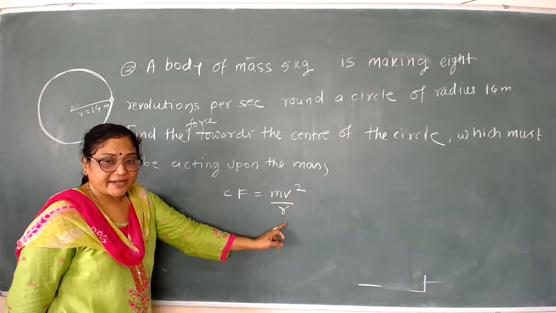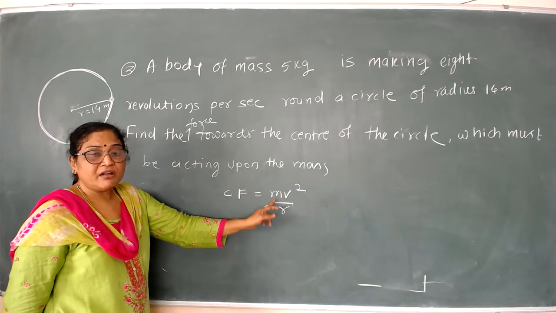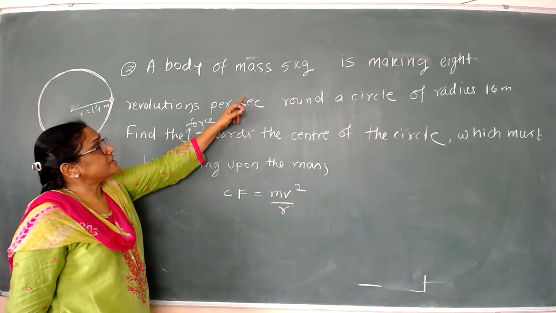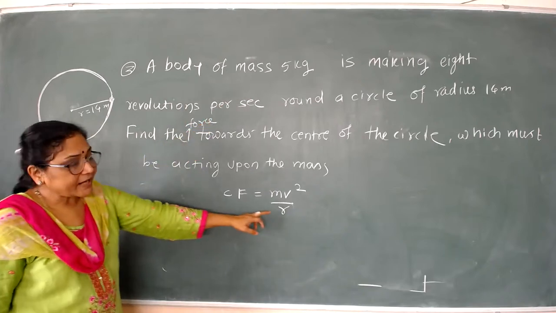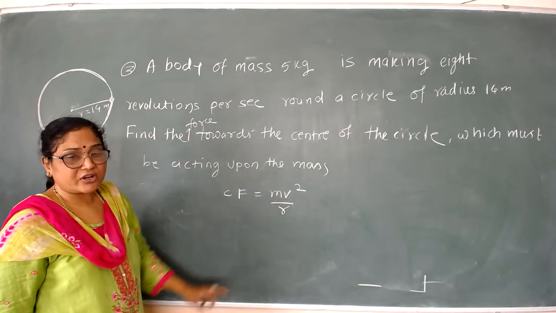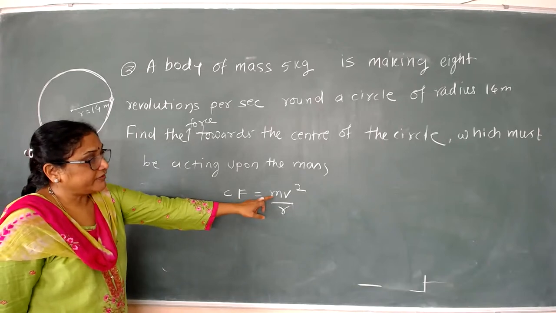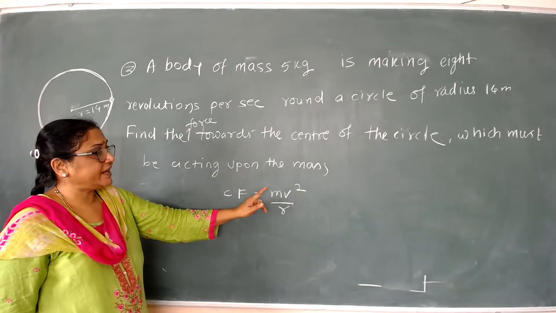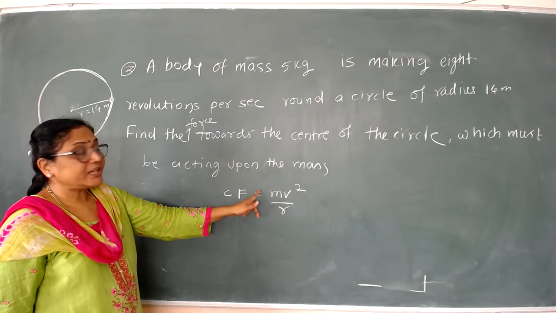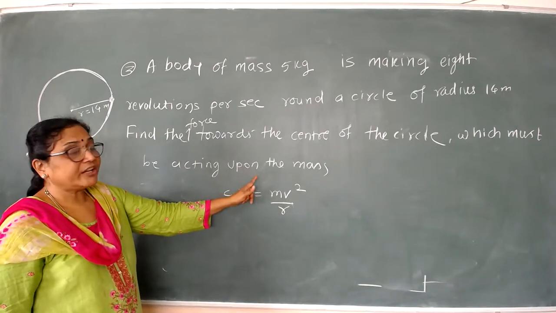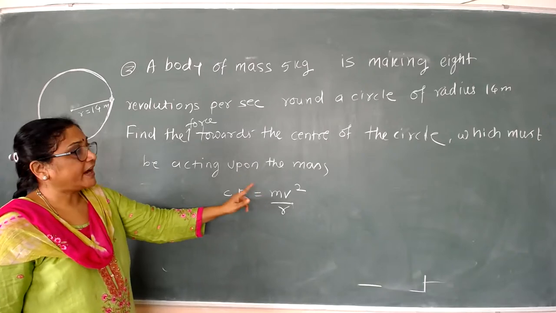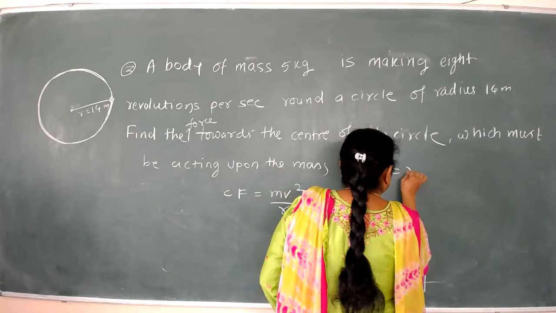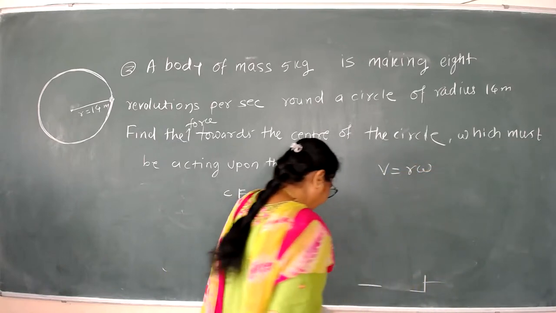Here R is the radius of the rotation, M is the mass of the object. Here the mass of the body is given. That mass is given as 5 kg. Then R is also given, but V is not given. But we know the relation between the angular velocity and linear velocity. We derived the relation between the linear velocity and the angular velocity, and that formula is V is equal to R into omega.